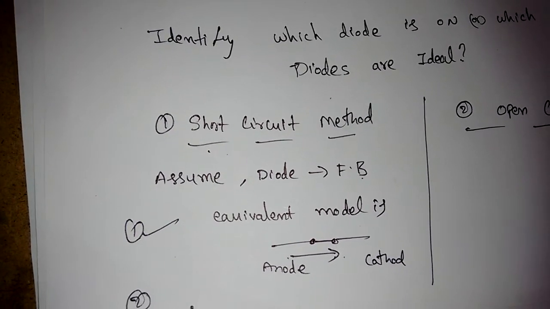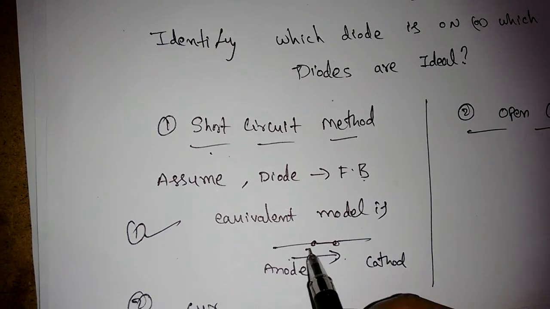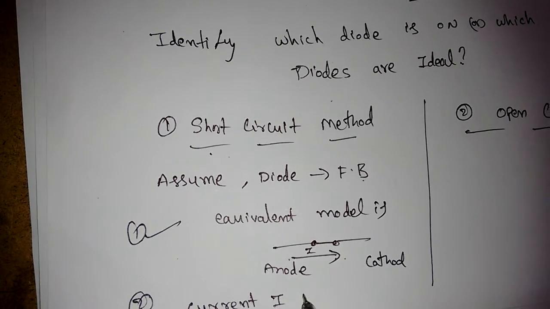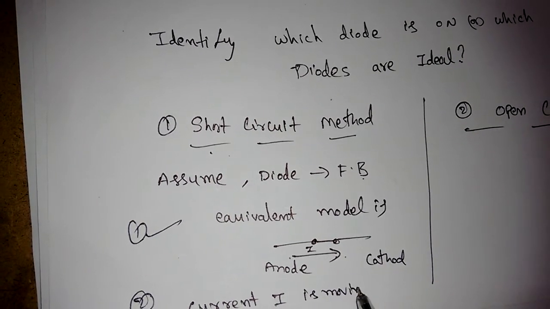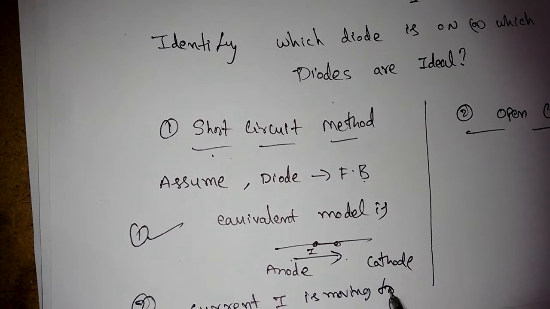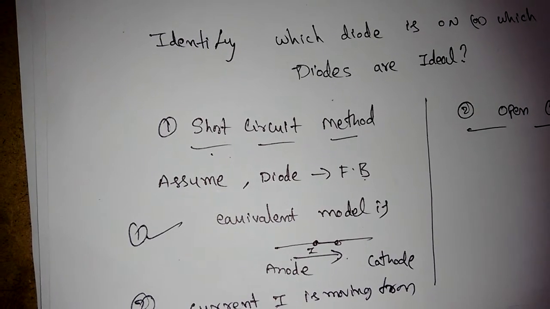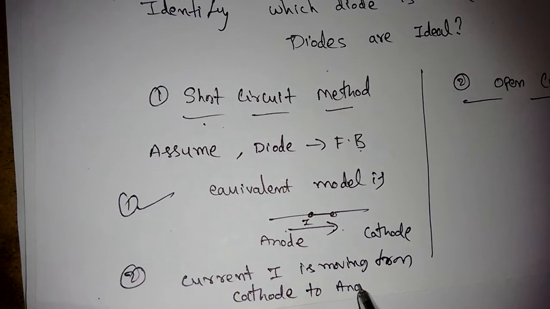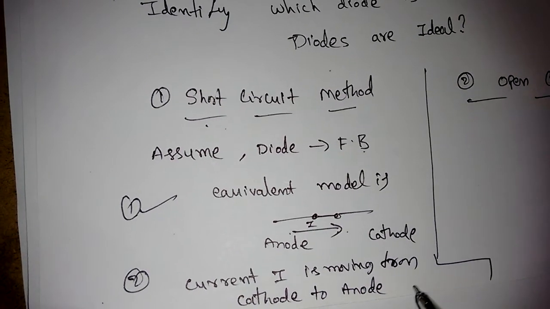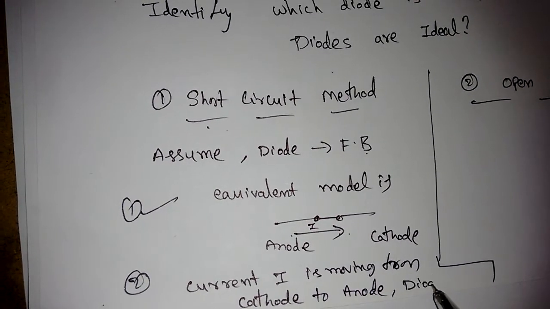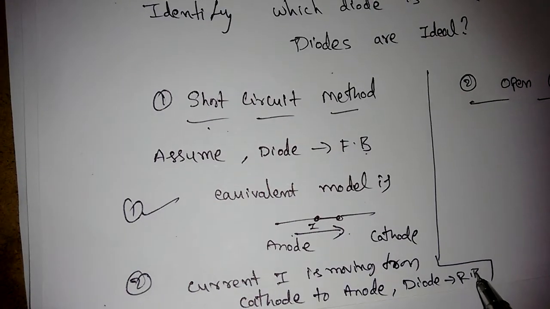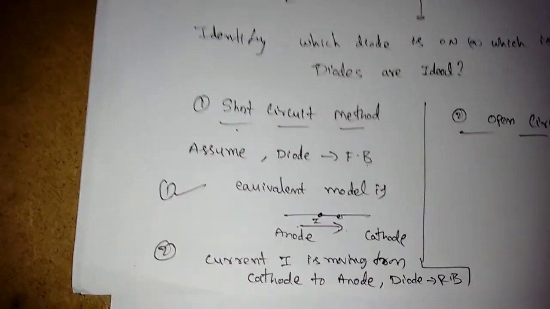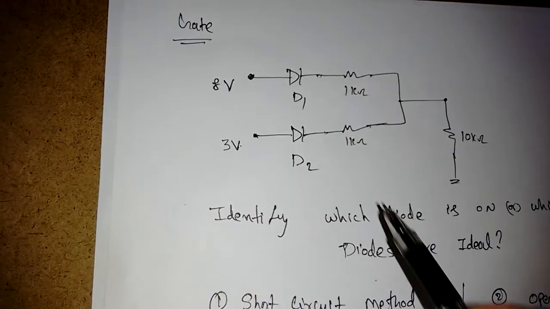But if this current I is moving in reverse, that is, from cathode to anode, then we will say the diode is reverse biased. So it's very easy if you go with this type of method, right? Now we will apply this method to the circuit.